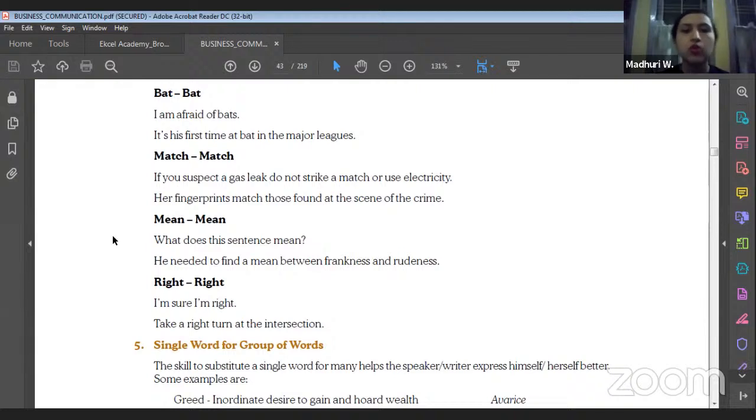Mean and mean. So what does the sentence mean? He needed to find a mean between frankness and rudeness. This boy is mean. This girl is mean to me, right? It has different meanings. Again, right and right. I'm sure I'm right. Take a right turn.